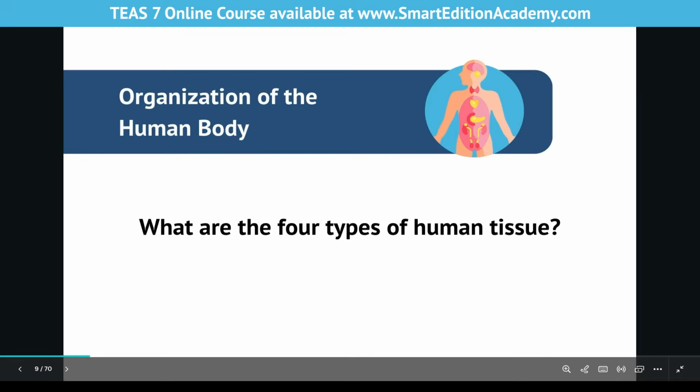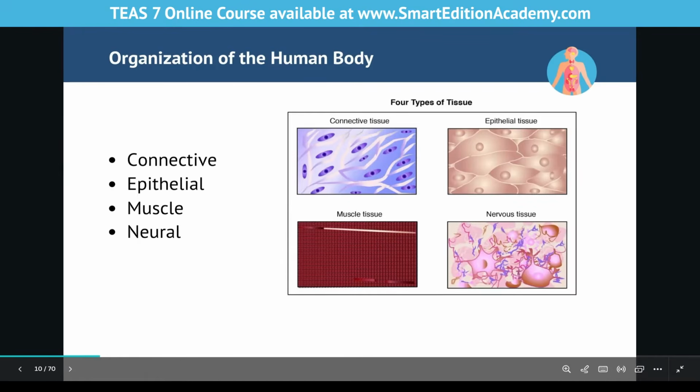What are the 4 types of human tissue? Connective, epithelial, muscle, neural.